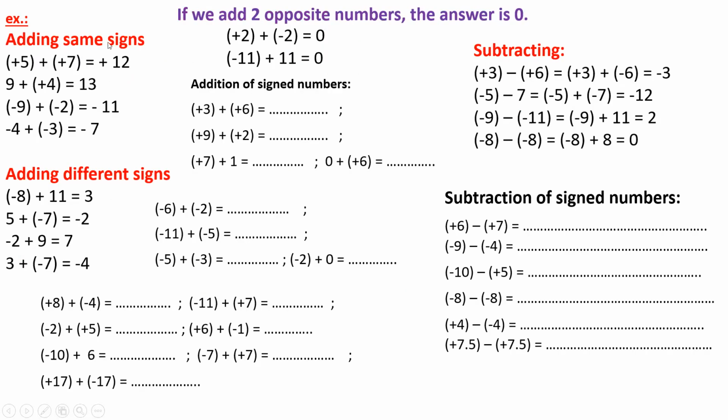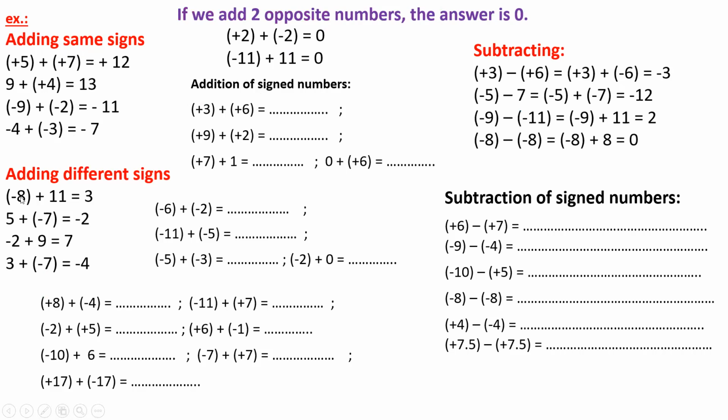For example, if I'm adding two signed numbers that are positive, so my answer will be positive. 5 plus 7 is 12. 9 plus positive 4. The sign of 9 is positive. So positive and positive is positive. 9 plus 4 is 13. Negative 9 plus negative 2. So my answer will be negative, and we add 9 plus 2 is 11. Negative 4 plus negative 3. Negative plus negative is negative, and 4 plus 3 is 7.